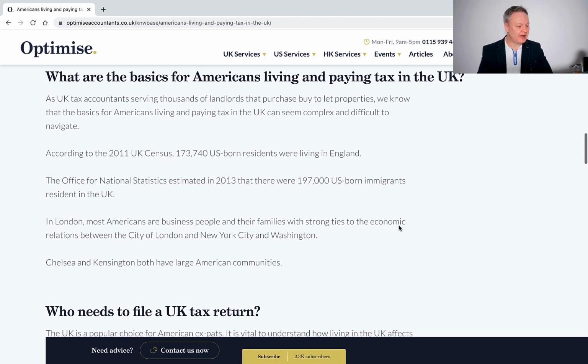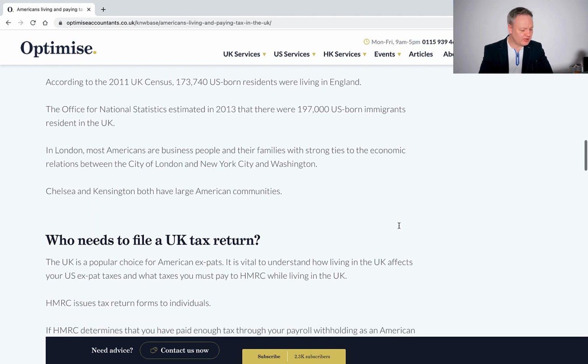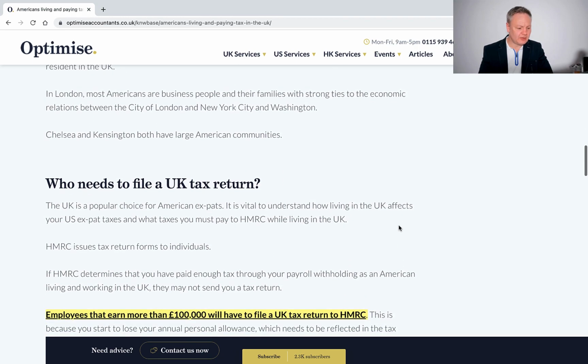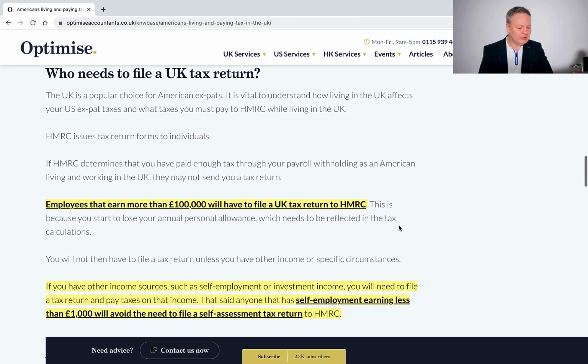Okay, so let's think about what are the basics for Americans living in the UK. I want you to read this material, but I'm just going to whiz by this. Who needs to do a tax return? So in America, you need to do a tax return irrespective, pretty much. If you've got earnings over your standard deduction allowance or standard allowance, whatever you might call it, you will have to do a 1040. In the UK, that's not always the case.